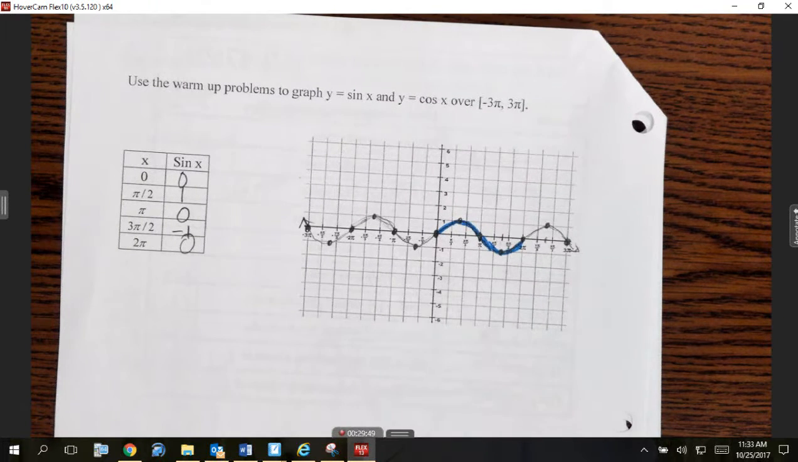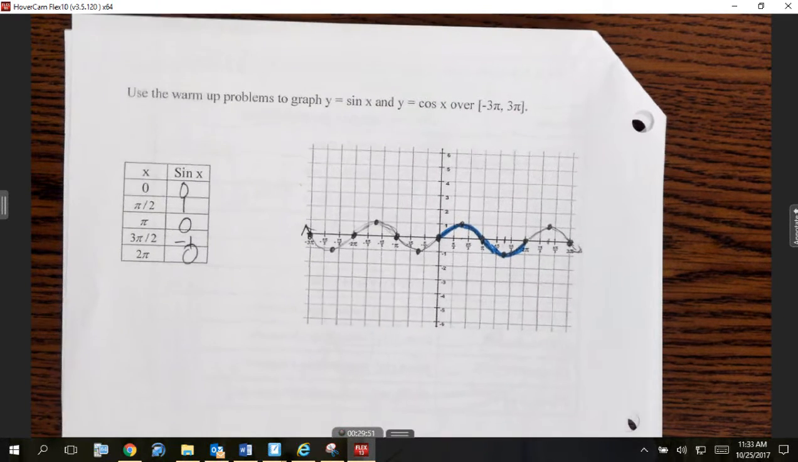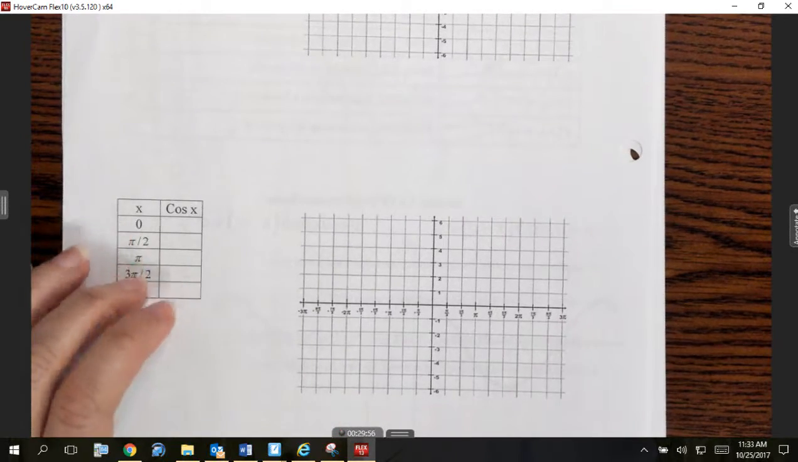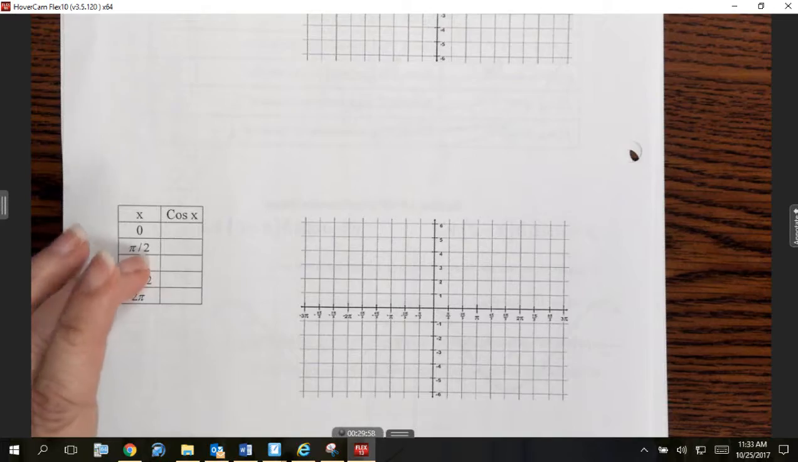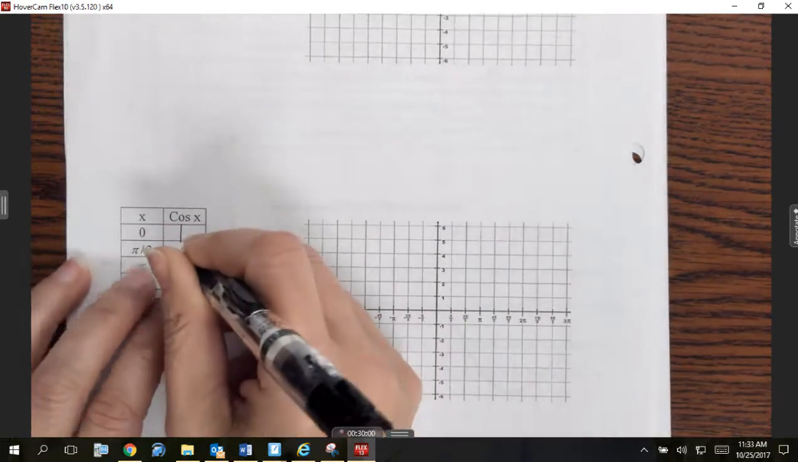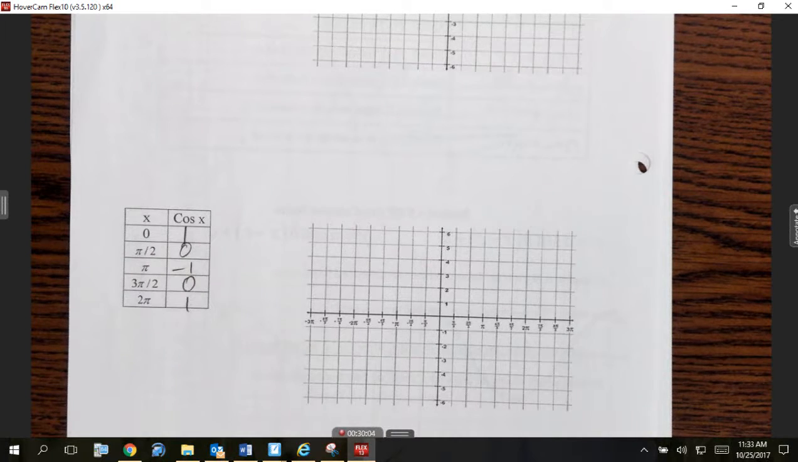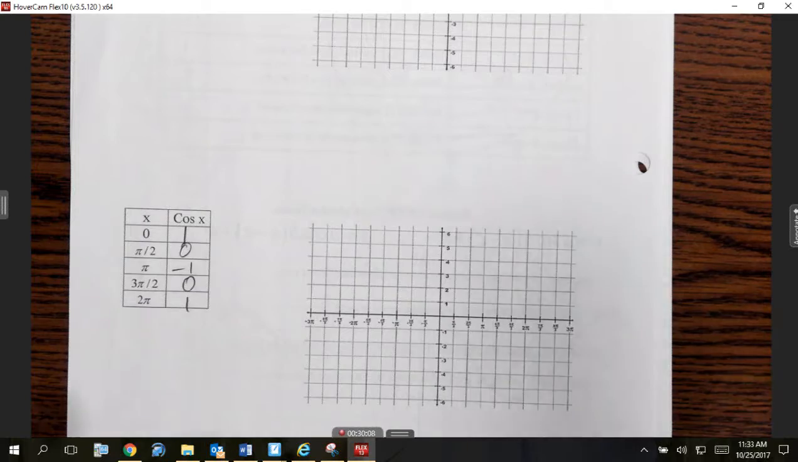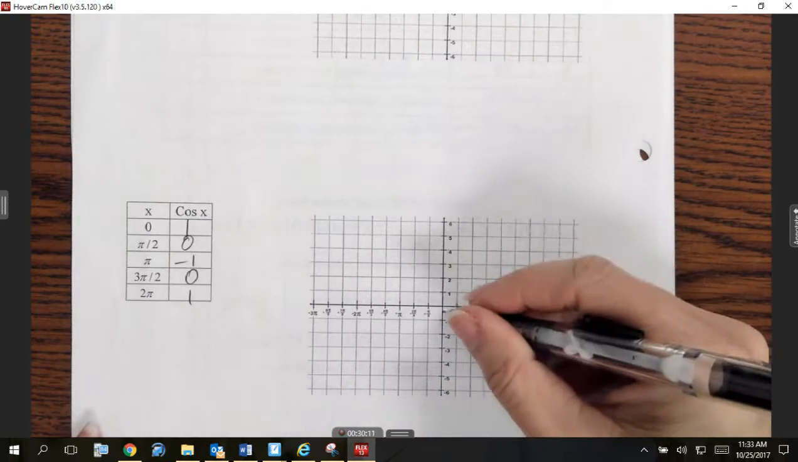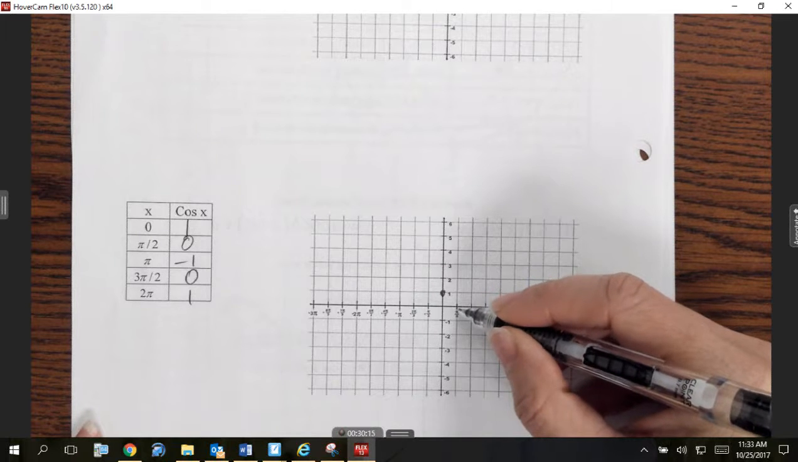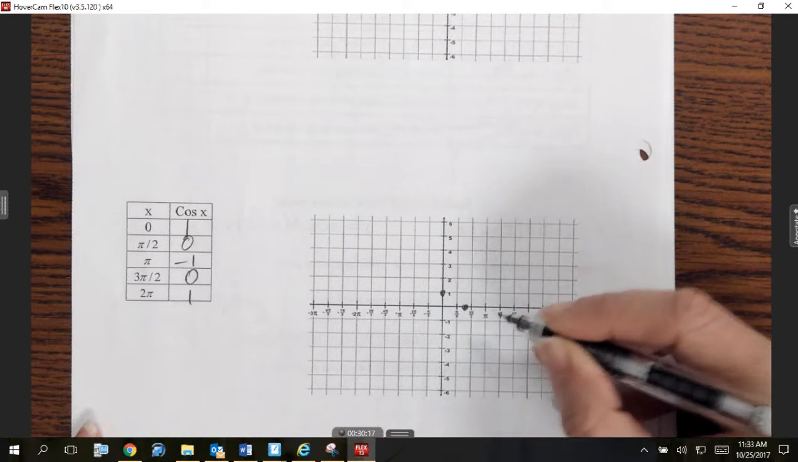Okay, cosine. For cosine, we're also going to use these quadrantal angles. So cosine at 0 is 1, and then it goes to 0, negative 1, 0, 1. So those are the cosine values at each of the quadrantal angles. So we'll go to 0, 1, and then pi over 2, 0, and sorry, I gave you the bad graph again.